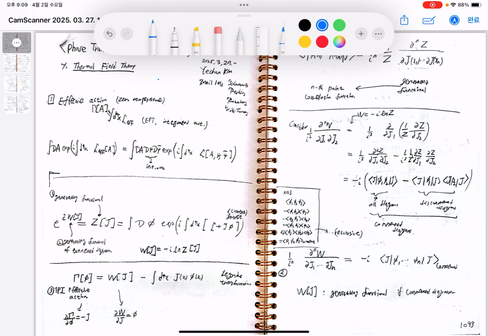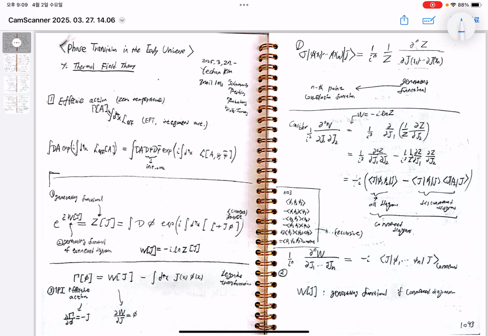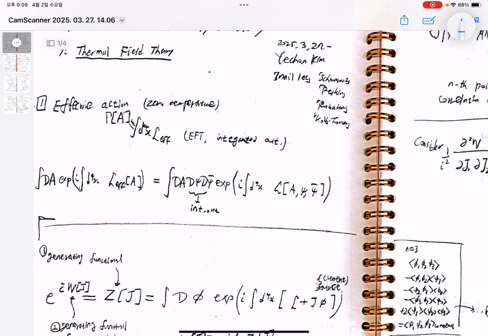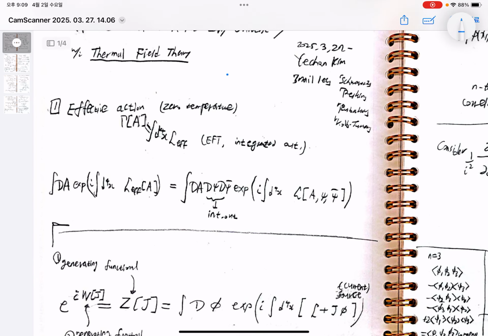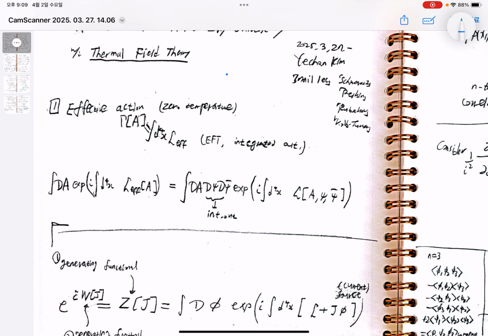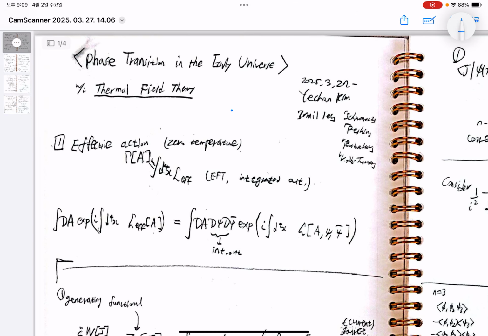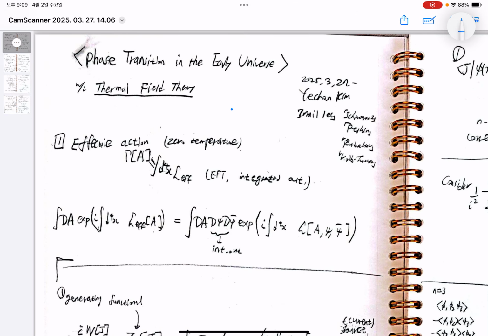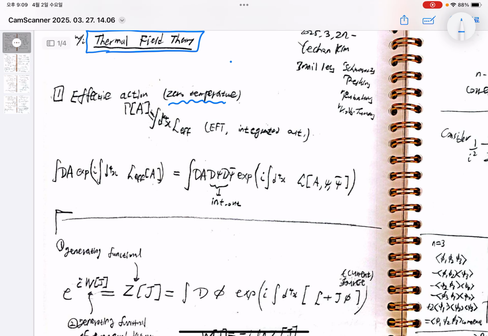Right, today we talk about the effective actions and the Coleman-Weinberg potential. First of all, the final goal is thermal field theory, but before that I want to talk about zero temperature. The effective actions can be obtained by the integration of the effective field theory Lagrangians.